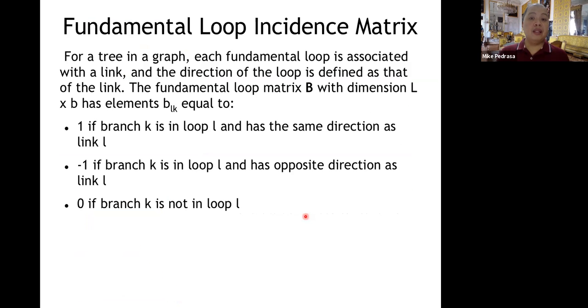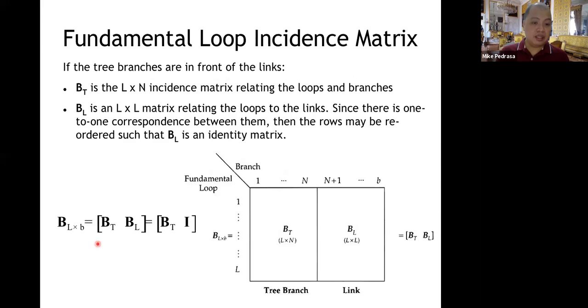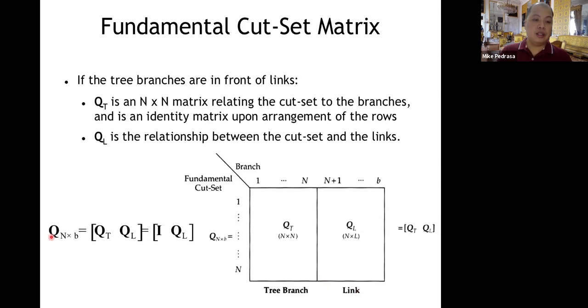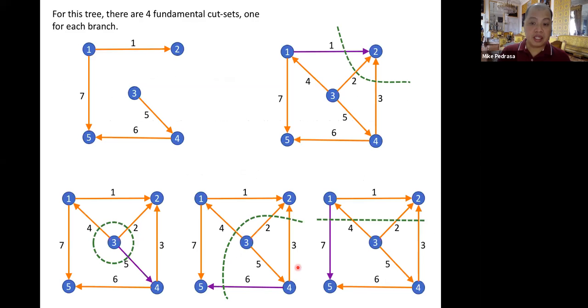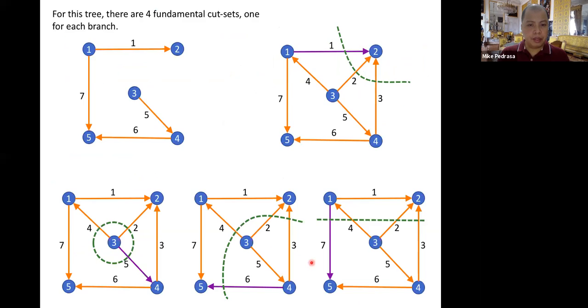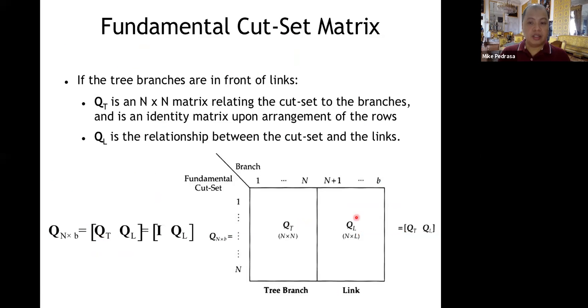And then we have the fundamental loop incidence matrix. We call it matrix B. The left side is B sub P, the right side B sub L. Again, these are the columns corresponding to the tree branches, and these are the links, the columns corresponding to the links. And then, for the fundamental cut set, we will use Q. Rearrange them again. We see here that this is Q sub P, and on the right side Q sub L.